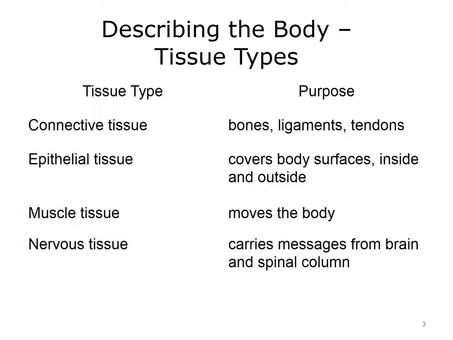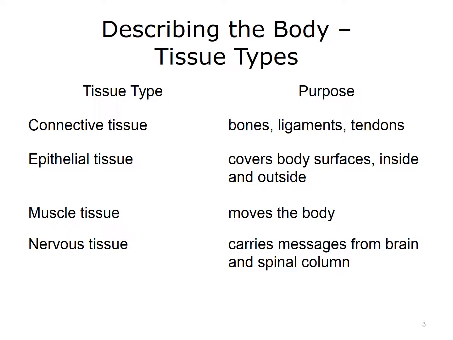Connective tissue supports and protects the body structure. Bones, ligaments, and tendons are forms of connective tissue. Epithelial tissue covers surfaces, inside and outside the body. The skin, the lining of the stomach, and the lining of the intestines are examples of epithelial tissue. Muscle tissue helps the body move. Skeletal muscles are one example of muscle tissue.